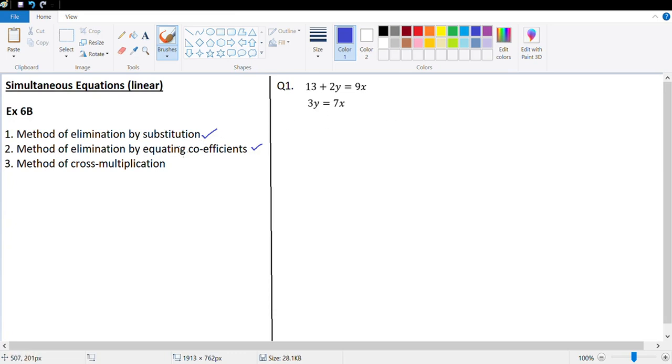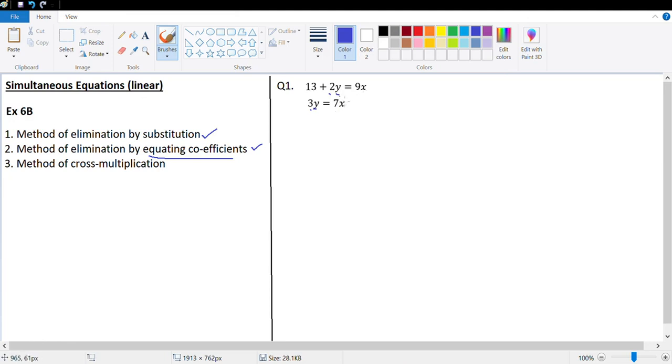Basically, we are looking at equating the coefficient. So in this case, the coefficient of y is 2. In this second equation, the coefficient of y is 3. So they want us to equate the coefficient, which means make the coefficient of y equal for both the equations, or make the coefficient of x equal in both the equations.